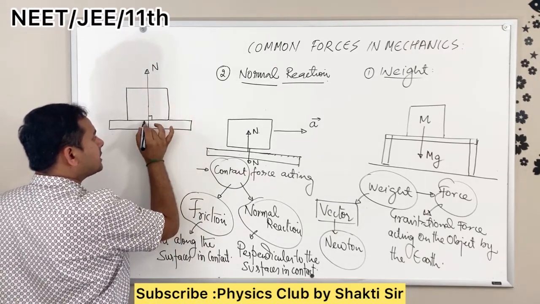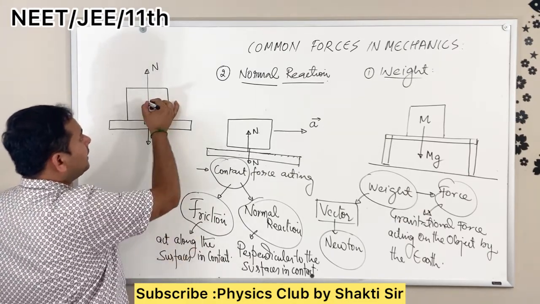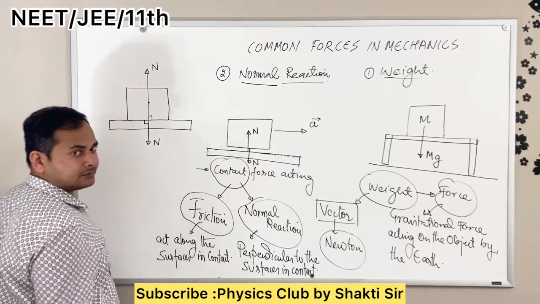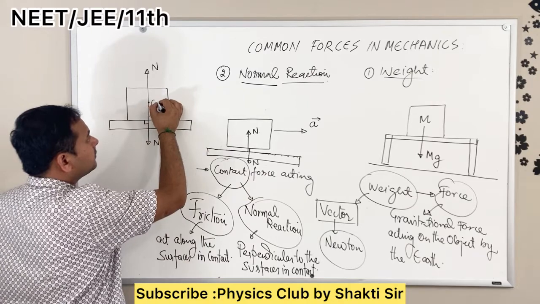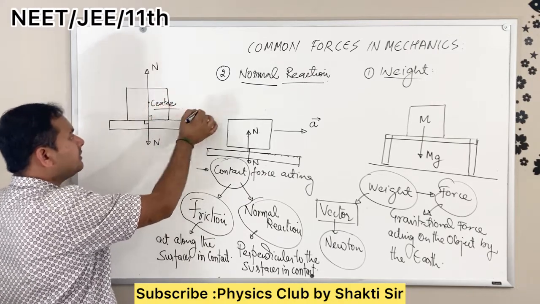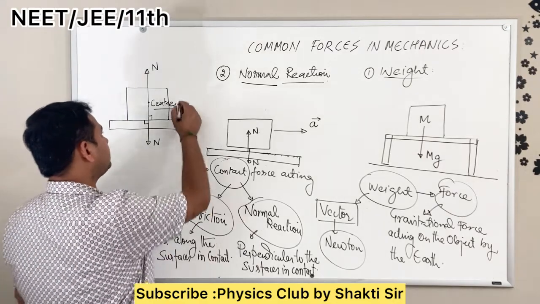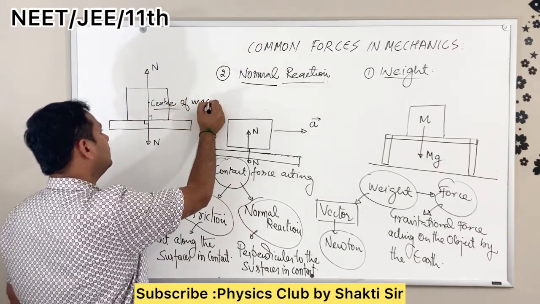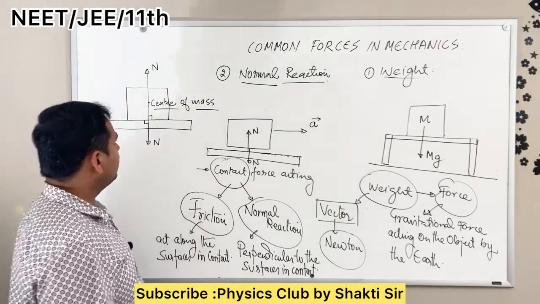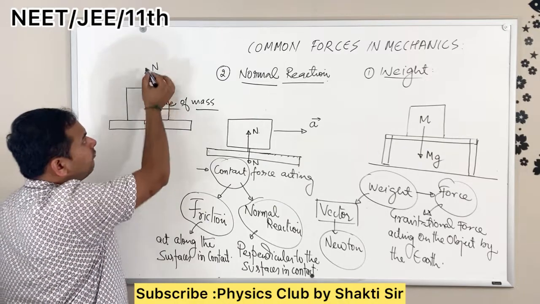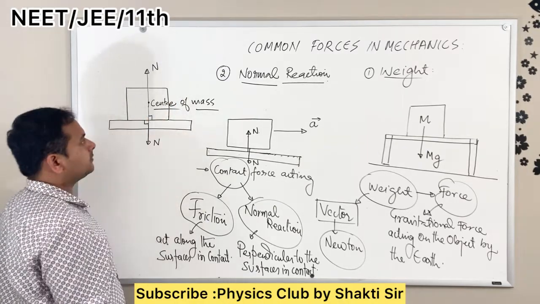And these two forces must be perpendicular, and if the block is stationary, then this normal reaction passes through the center. I will discuss that it passes through the center of mass, as we don't know right now what center of mass is. So we can just say this force passes through the center of the object.